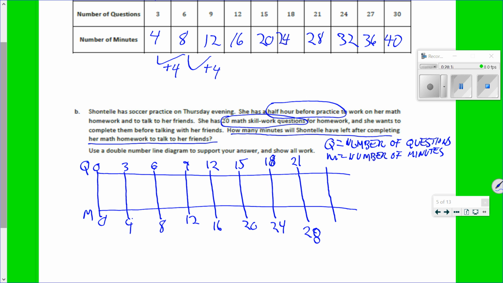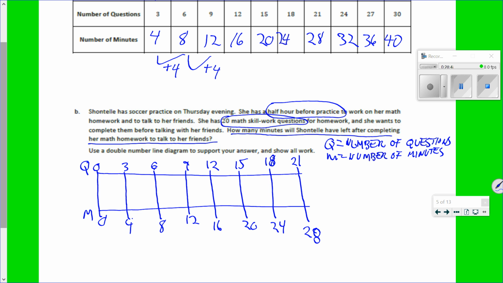Okay, now in the problem, they said she has 20 math skill questions that she has to work on. So we really only have to go up to 21 questions, right? Yep. There's no need to extend it all the way out to 30. So we can stop at that point. We can erase this right here so people don't get confused. I just did it that way so we can see where we had to stop.